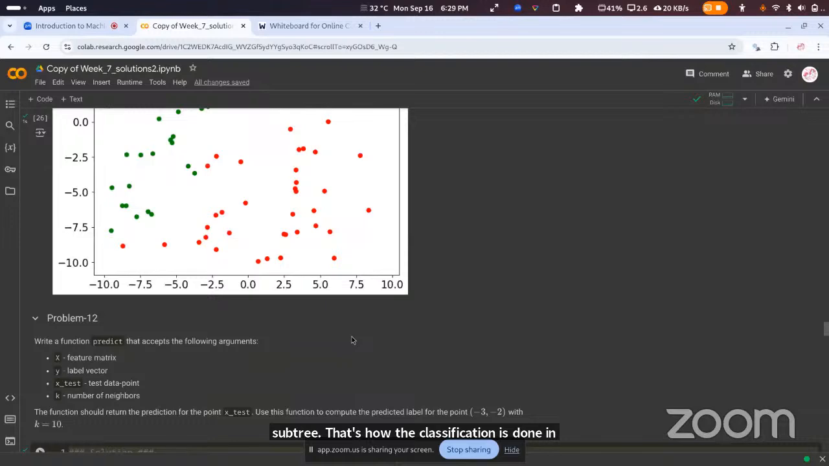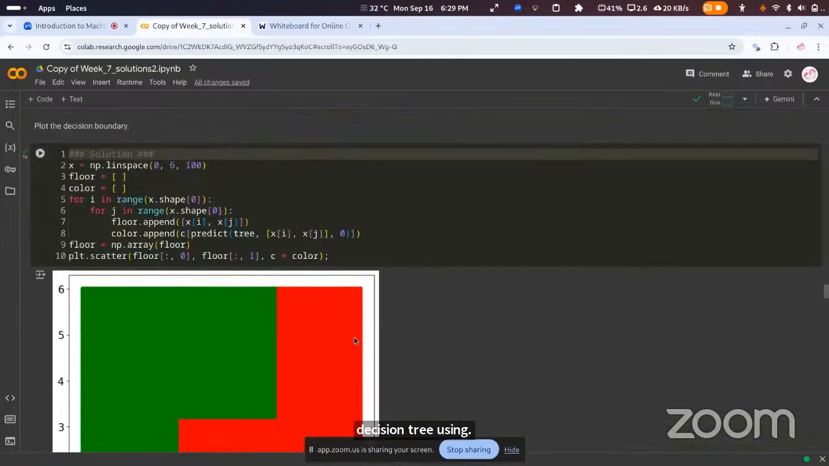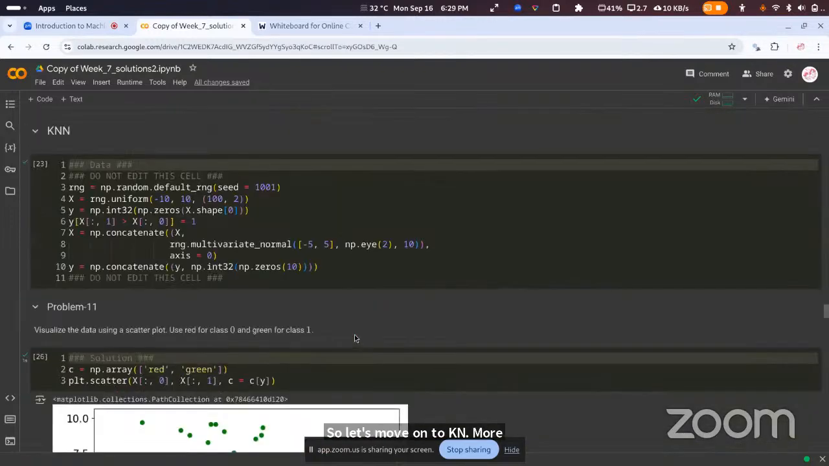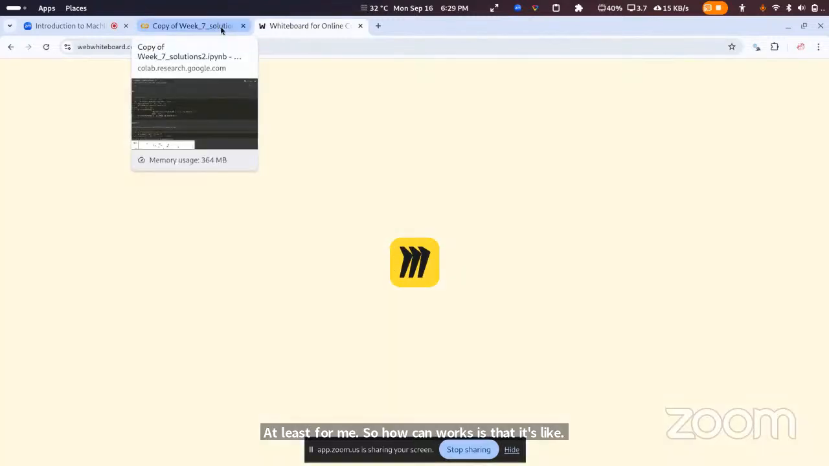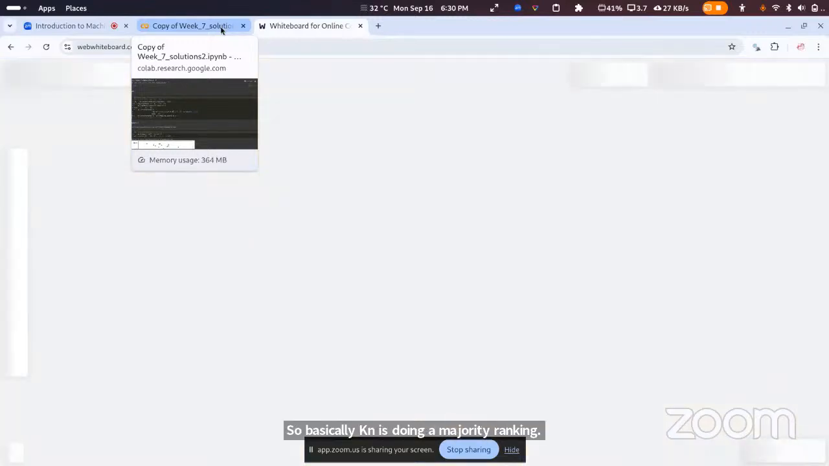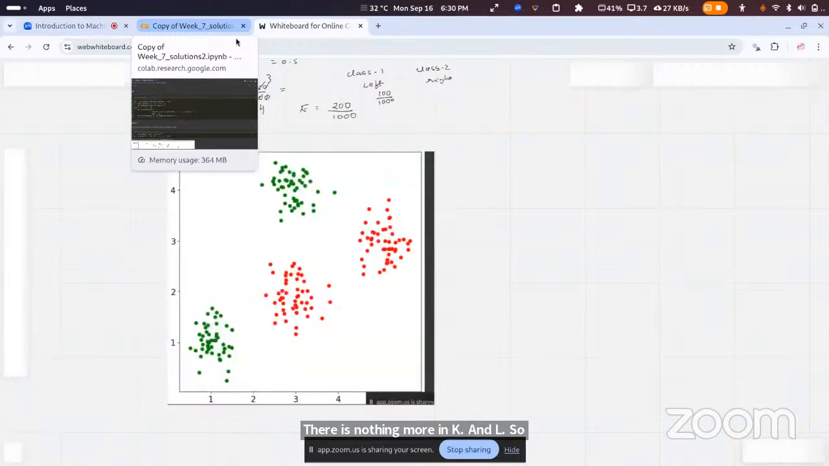So let's move on to KNN. KNN, more than an algorithm, is the easiest algorithm in machine learning, at least for me. So how KNN works is that, basically, KNN is doing a majority ranking. There is nothing more in KNN.